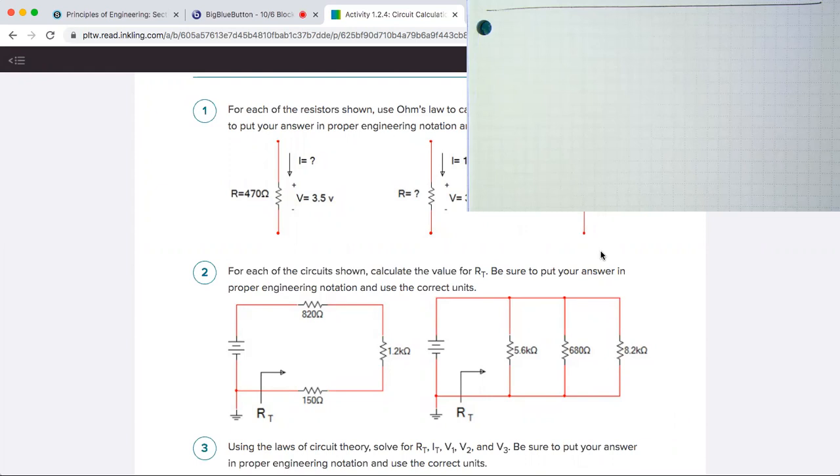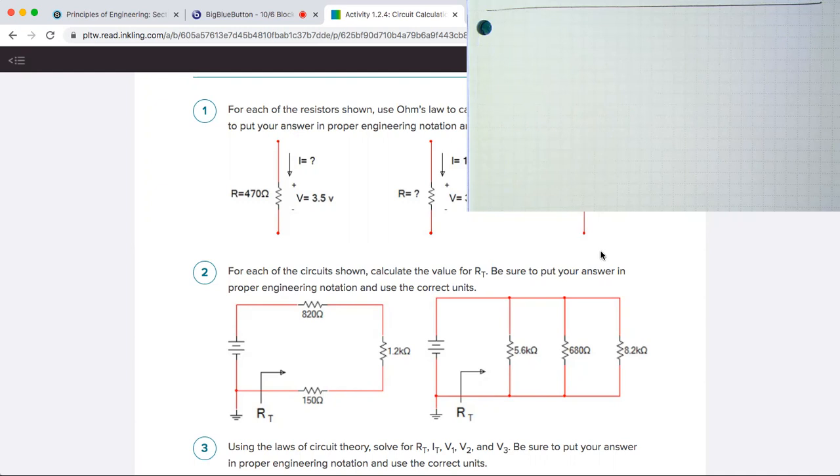And one thing I want to point out about solving these circuits is anytime you have a circuit problem, you have to completely solve the circuit. And what I mean by completely solve is that anything that's unknown about the circuit, you have to find. And so let me just start with number one.